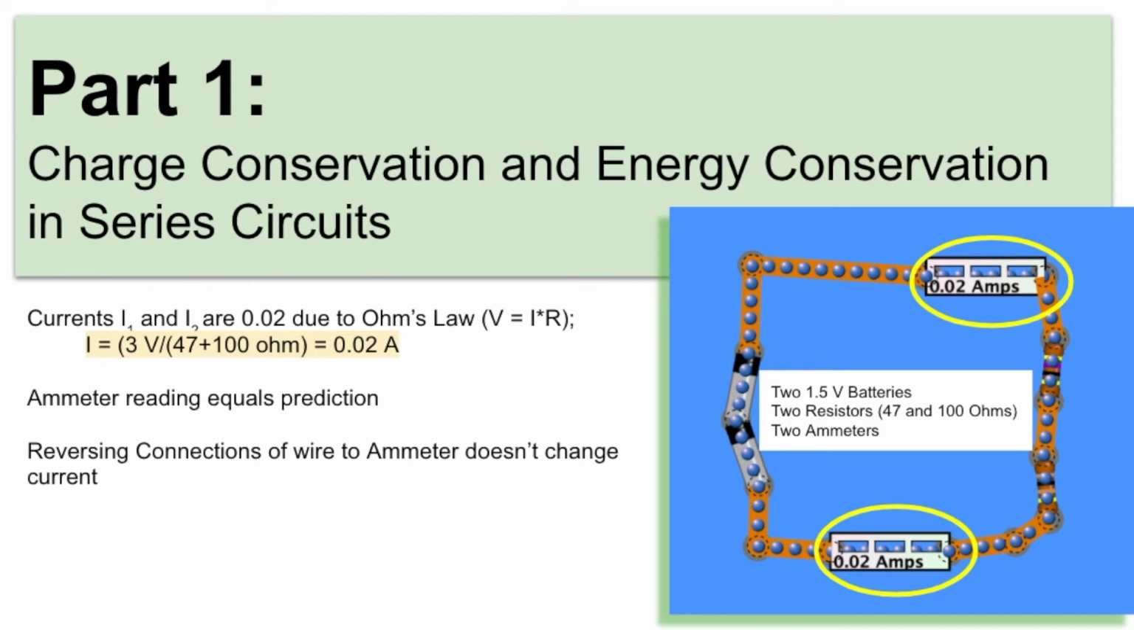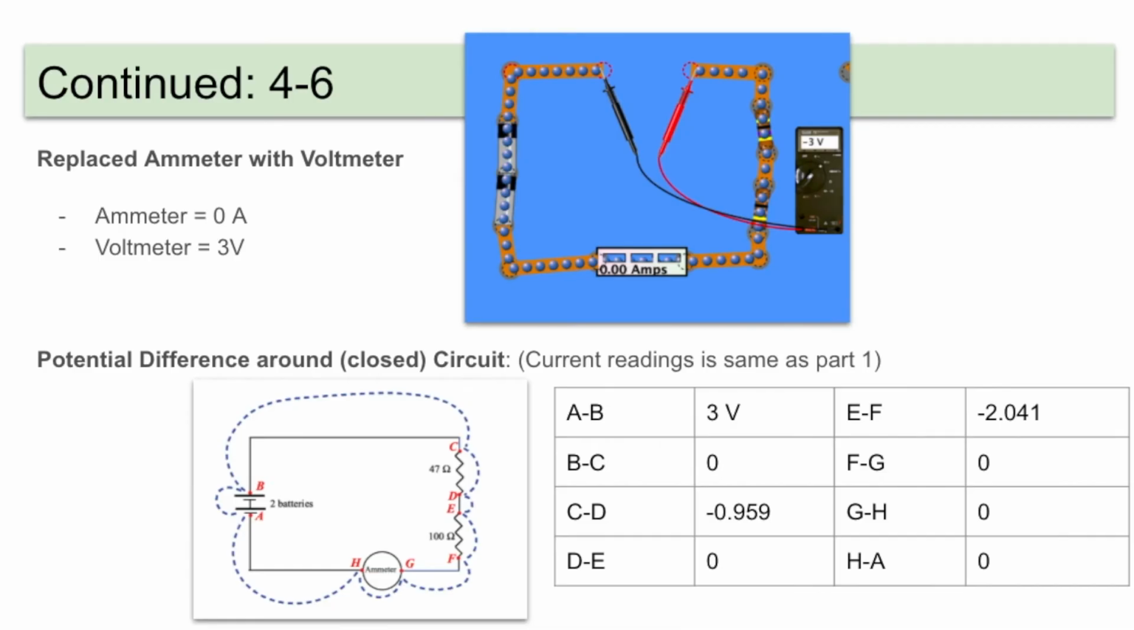If we reverse connections of the wire to the ammeter, it doesn't change the current. Further along, I replaced one of the ammeters with a voltmeter, which broke the current, leading to a 0 ammeter reading. The voltmeter was 3 volts. In the table attached, I recorded the potential difference between lettered locations. Summing these values led to 0 total potential difference.